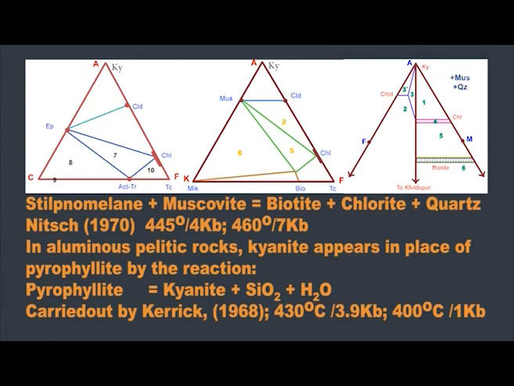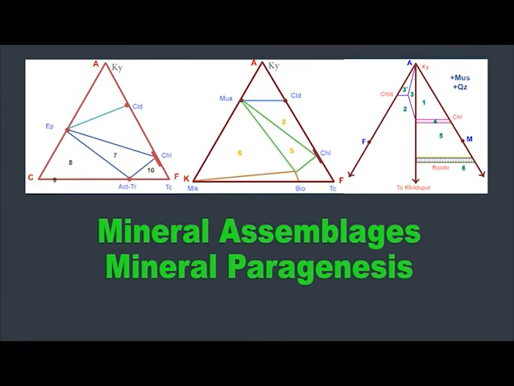In aluminous pelitic rocks, kyanite appears in place of pyrophyllite by the reaction pyrophyllite give rise to kyanite plus SiO2 plus water. This reaction was carried out by Carrick in 1968, 430 degrees centigrade at 3.9 kilobar, 400 degrees centigrade at 1 kilobar. Mineral assemblages or mineral paragenesis.